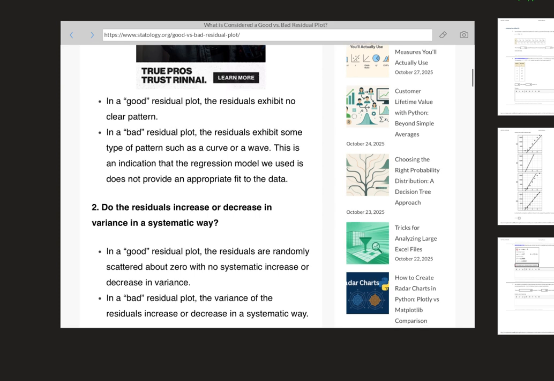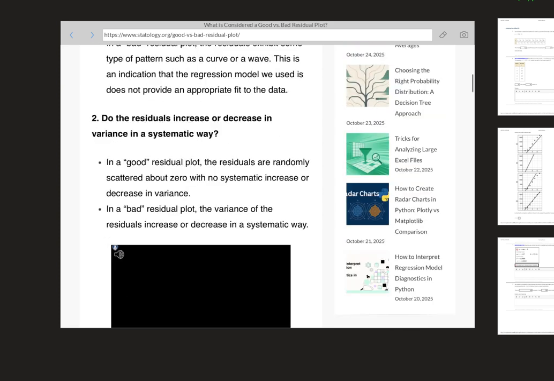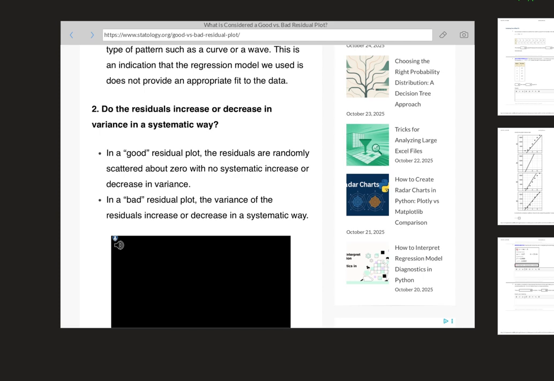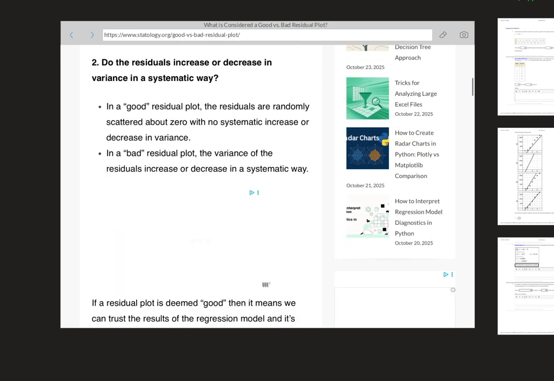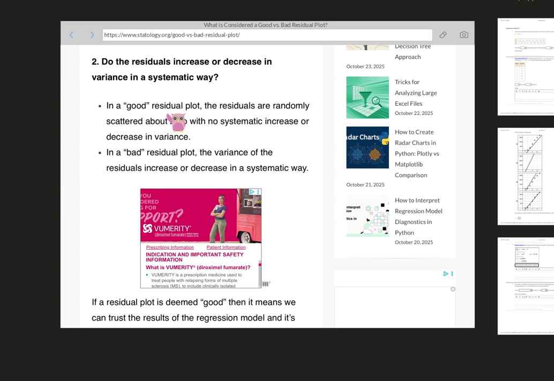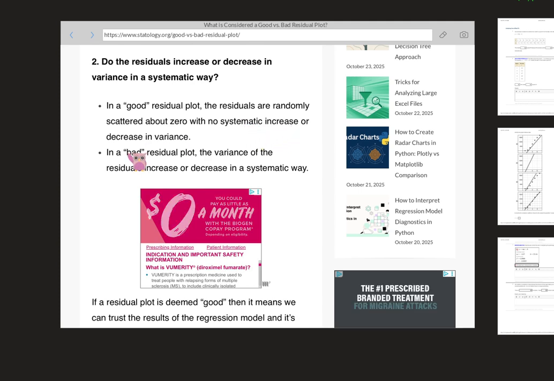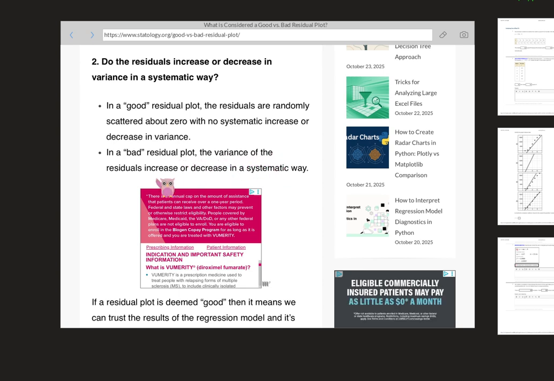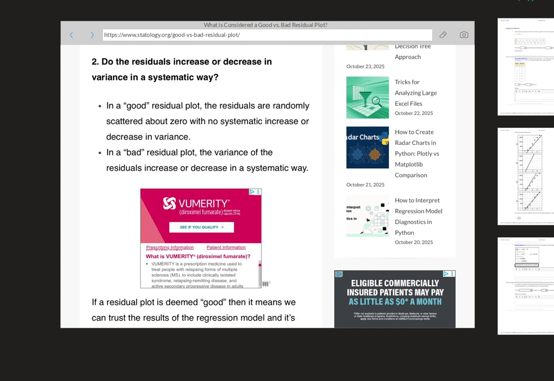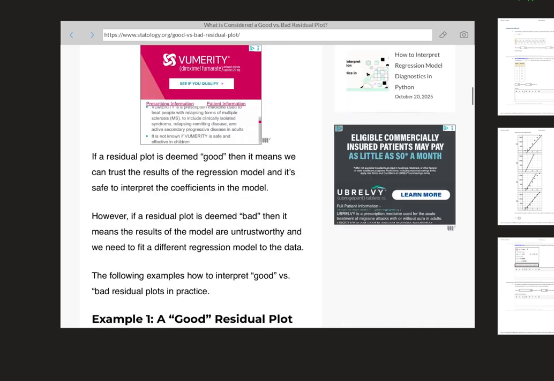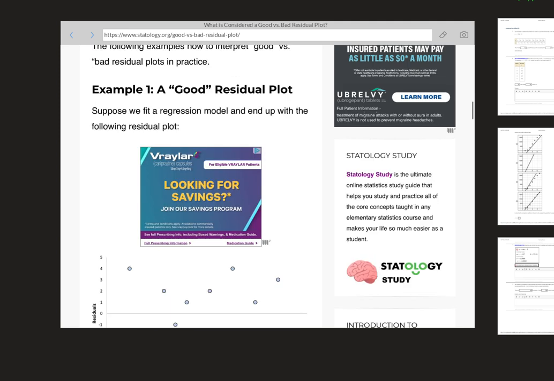Do the residuals increase or decrease in variance in a systematic way? So what does that mean? Well, in a good residual plot, the residuals are randomly scattered about zero. There's no systematic increase or decrease in variance. In a bad residual plot, the variance of the residuals increases or decreases in a systematic way. Again, if you're like, what does that mean? Let's just keep going. So here's an example of a good residual plot.